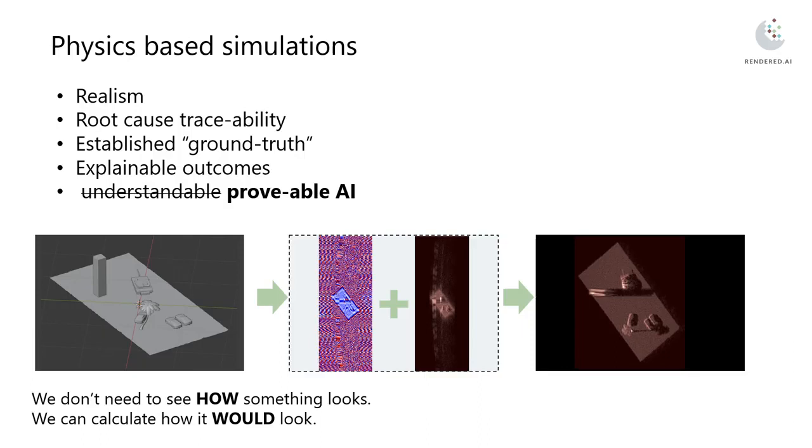But with the physics-based engines, we get root cause traceability, so we really can understand what is driving the elements of that scene, which is not the case when we use other generative methods. From that root cause traceability, we can really understand our ground truth and what is in the image, which allows us to achieve explainable outcomes in our data generation, ultimately getting us towards provable artificial intelligence.